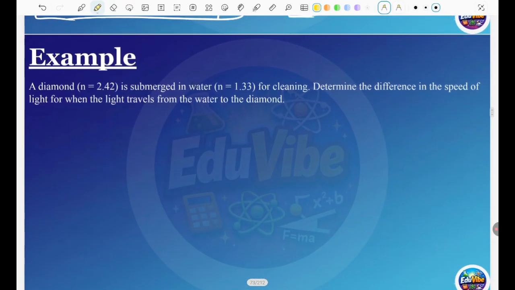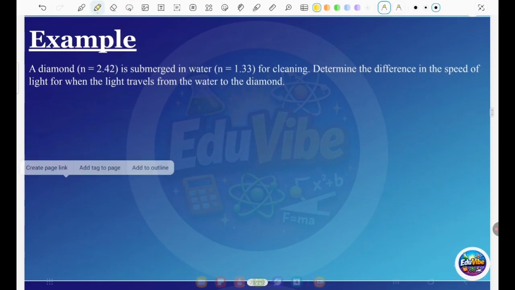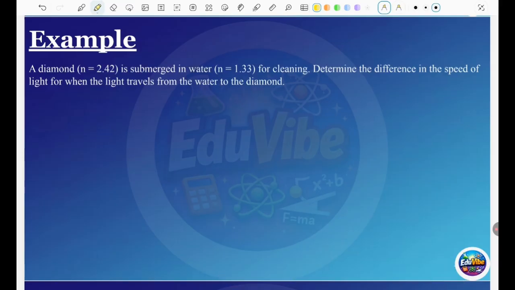We have one more question. This question is kind of a different one. As I told you, you don't always get questions like find the n when you have v, or find the v when you have n. They will give you some different questions.